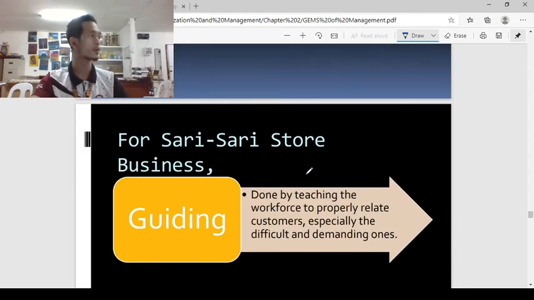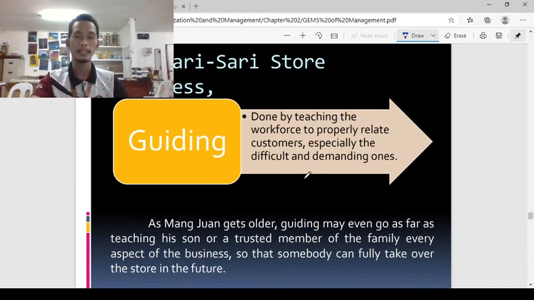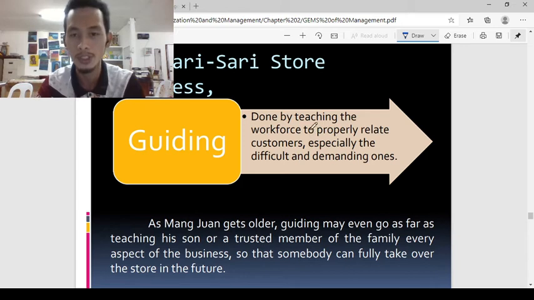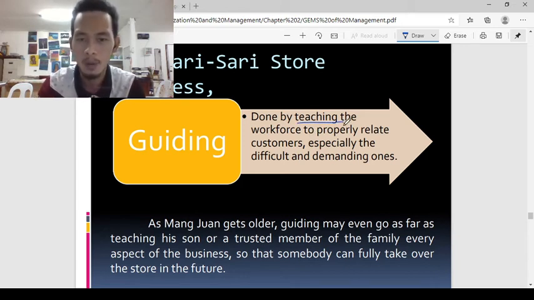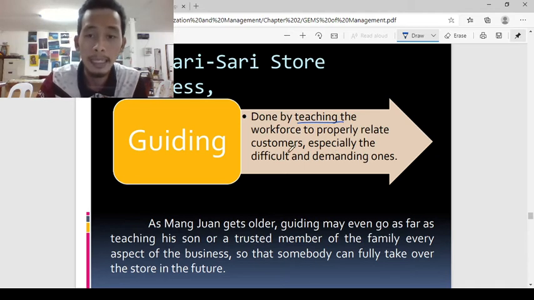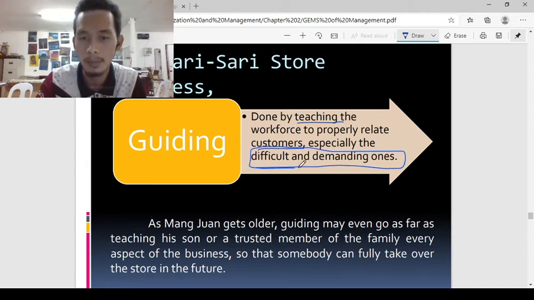For sari-sari store business, guiding is done by teaching the workforce to properly relate to customers. Guiding. So you have to teach your workforce, like sa case ni Mang Juan, i-guide niya iyang worker, diba? To properly relate to customers, especially difficult and demanding ones. So proper customer service, dapat imo na siyang like if your business is more on dealing with customers, diba?